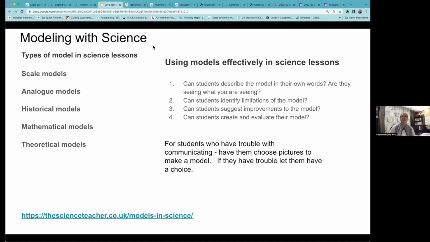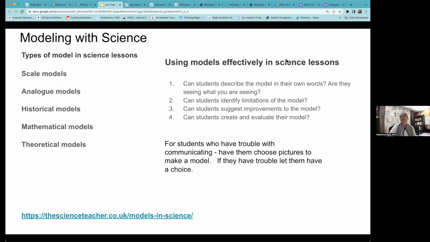Modeling with science, we have types of models that we will see in science. And these are the types of models that we're going to see. Now, I'm a math person, so mine's always mathematical models I love. But of course, there's historic. There's also scale models that we're going to see. And scale models is also part of mathematics. And then of course, you have your theoretical ones.